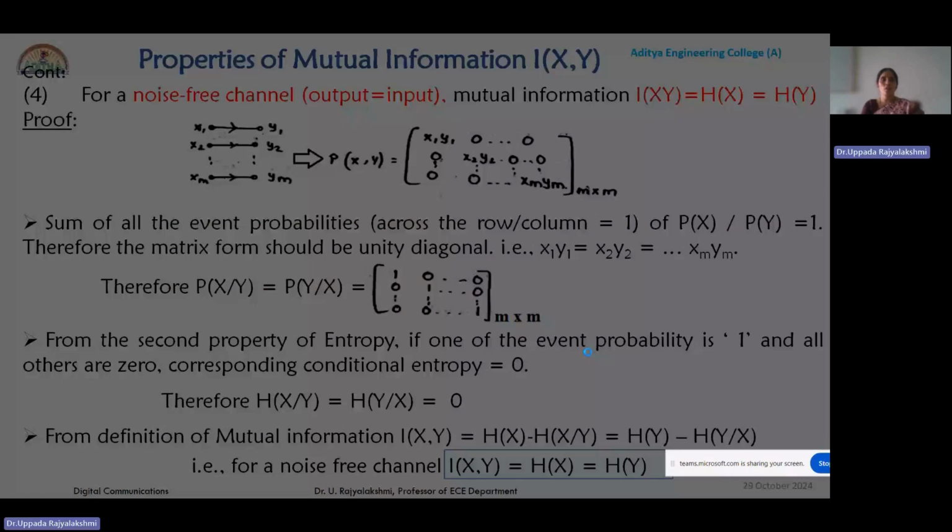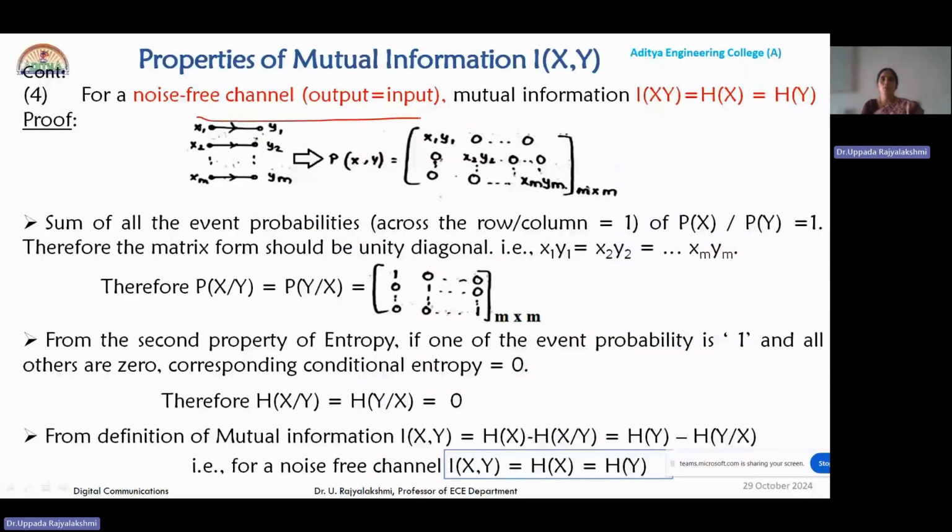And fourth property of mutual information is for a noise-free channel, mutual information is equal to either h of x or h of y. We know that for a noise-free channel, there is no error. That is, if a data is transmitted from x1, it will reach to the respective destination y1. Similarly, x2 will reach only y2. xm information will reach to the destination of ym. Therefore, the joint probability matrix can be written as consisting of elements only x1, y1, x2, y2, so on, xm, ym. So you have only diagonal elements where matrix size is m by m.